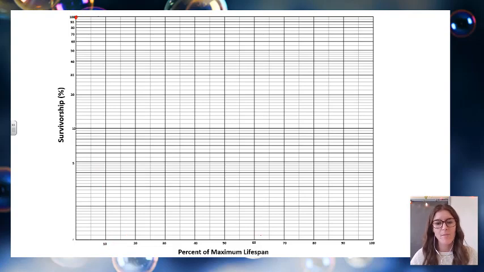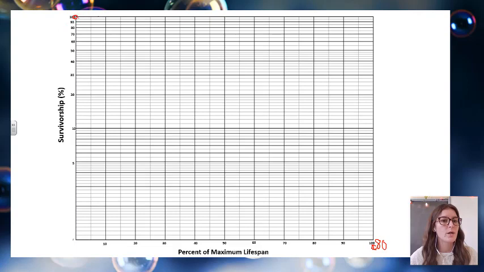So this is percent of maximum lifespan. So 100% of the life expectancy of a human, honestly, it kind of depends, but I think it's around 80 years now. Maybe 78. We'll just say 80 for humans. Okay, so that's the age, and that equals 100%. That's the maximum lifespan.